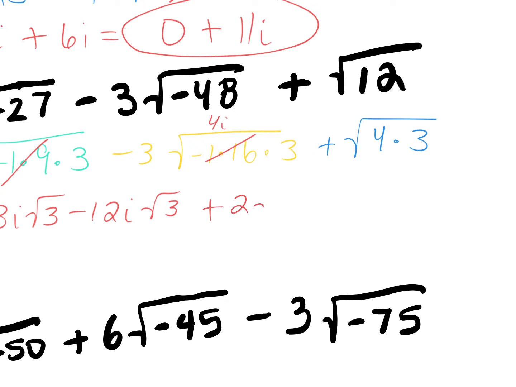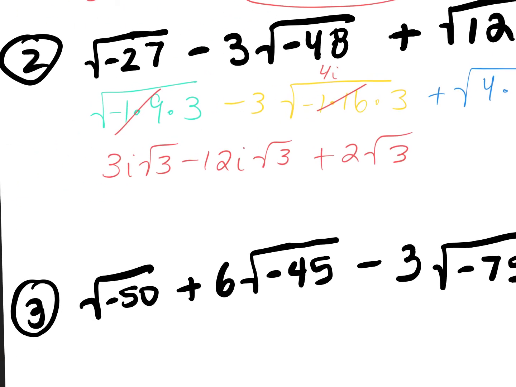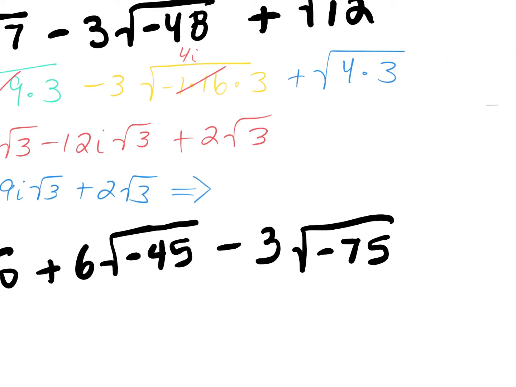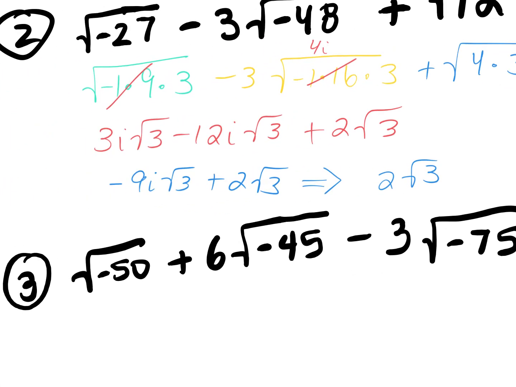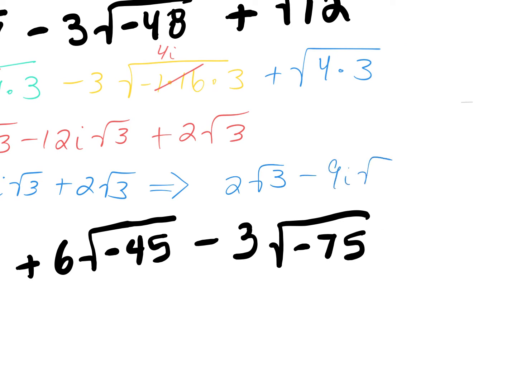2 root 3. Now I look at this, guys, and I say, oh, they all have square root of 3. Can I combine all of them? No. Why not? Because 2 of them are imaginary. You can combine the imaginary ones. You can combine this as 3 minus 12 gives me -9i root 3 plus 2 root 3. I understand that they both have a square root of 3 attached to it, but there's a real part and an imaginary part. You can't put those together. Now, is this written in standard form? No. The real part needs to go first. So this should be 2 root 3 minus 9i root 3. And there's your answer.